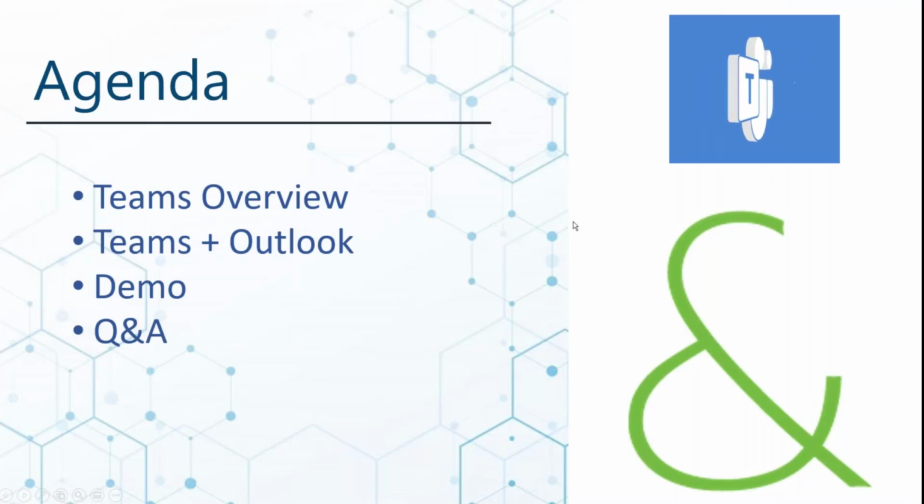So agenda for today, I like to start all these with just a quick overview of Teams, in case this is your first time attending one of these, just give you a little background. And then we'll focus on how you can use Teams and Outlook together. And one of the things I do mention quite frequently is how Teams can be not a replacement for email, but it can reduce your email. And I'm going to show some ways to facilitate that. And then I will demo some of the things I talk about, and then we'll have time for questions at the end.